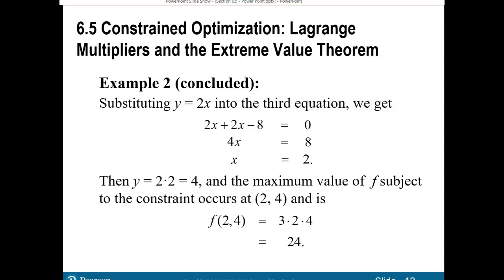Remember, we use lambda in our system, but we're just using it in order to solve for the x and the y. Right? Once you solve for x and y, you could determine the value of lambda. It's just not part of the solution.